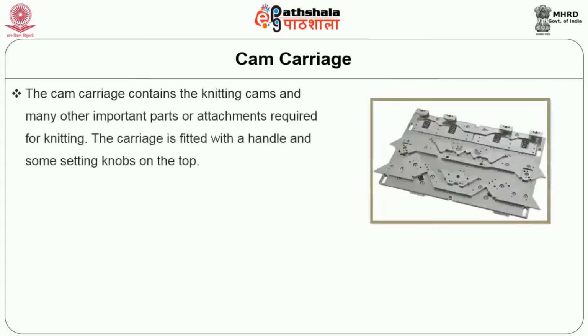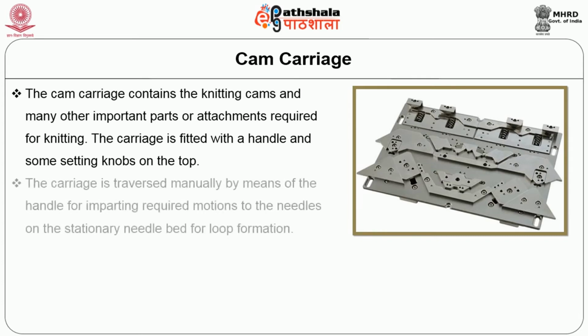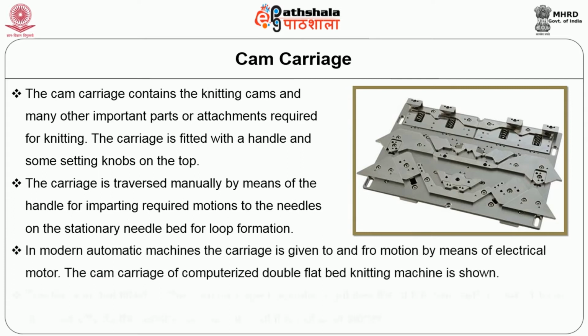Cam carriage. The cam carriage contains the knitting cam and many other important parts or attachments required for knitting. The carriage is fitted with a handle and some setting knobs on the top. The carriage is traversed manually by means of the handle for imparting the required motion to the needles on the stationary needle bed for loop formation. In modern automatic machines, the carriage is given to and fro motion by means of an electrical motor. The cam carriage of a computerized double flatbed knitting machine is shown in the figure.